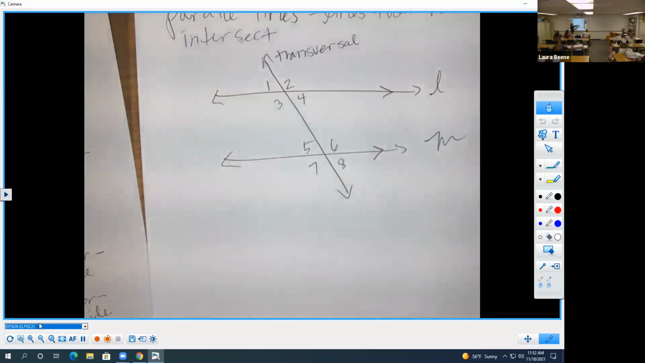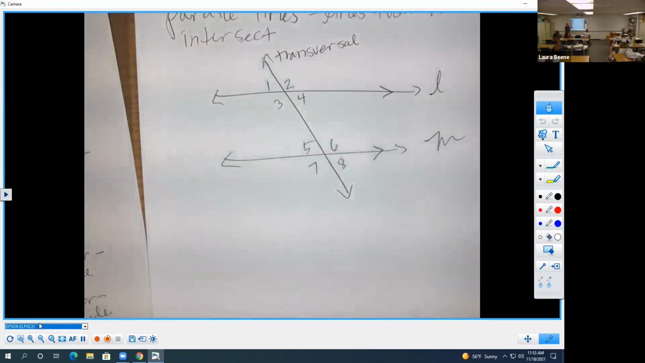Okay. The other thing was corresponding. So angles corresponding, we said same position. So angles that are in the same position would be like 1 and 5 because they're on top of the parallel on this side of the transversal. Everybody see that? 3 and 7 are corresponding angles because they're on bottom of the parallel line on this side of the transversal. Okay, 8 and 4, bottom of the parallel on this side of the transversal. 2 and 6, this side of the transversal, top of the parallel. Did you see how those are corresponding?